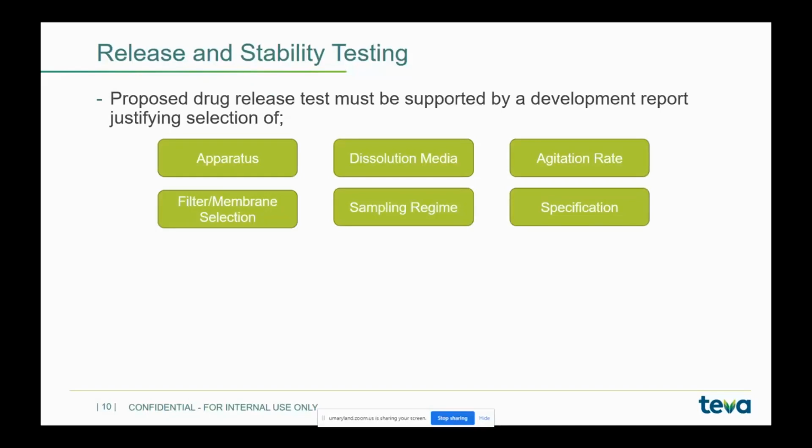And what you need to justify, as we probably know, is the apparatus that you've picked, whether that's compendial or non-compendial, the media volume and composition, how you're agitating and what that rate is. If it's a permeation test, that your membrane is not interfering and not rate limiting, what your sampling points are, and then of course ultimately those all go together to pick your specification.